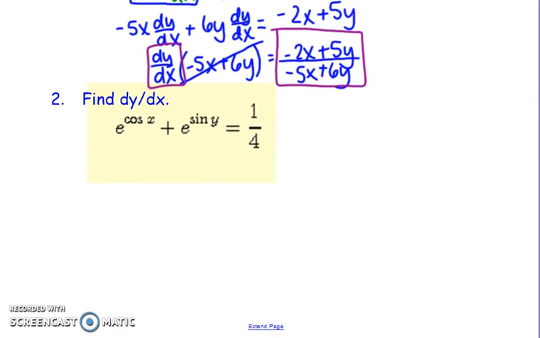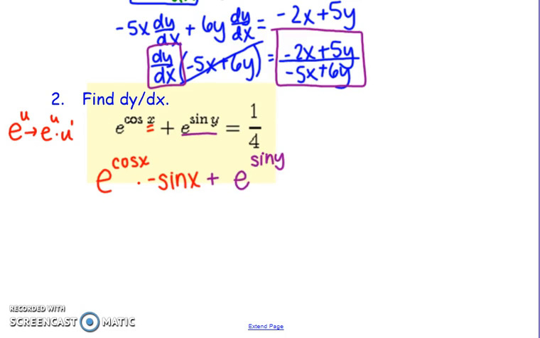All right, the next problem then, we are still taking the derivative with respect to x. We have some exponential functions in here, which if we remember our rules, the derivative of e to the u is simply e to the u times u prime. So the derivative of e to the cosine of x with respect to x is going to be e to the u times the derivative of u with respect to x. Since our variable here is x, the derivative of cosine of x is just negative sine x. Then I'm going to add to that e to the u times the derivative of u with respect to x.